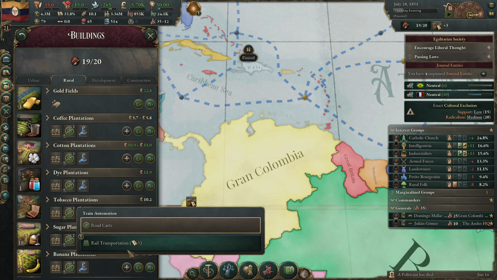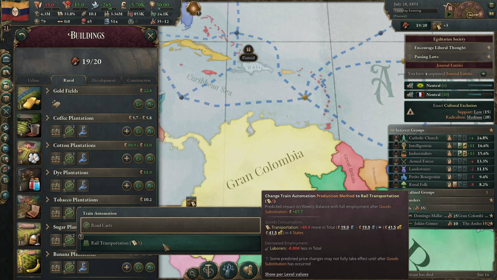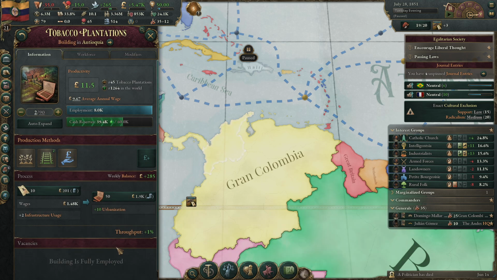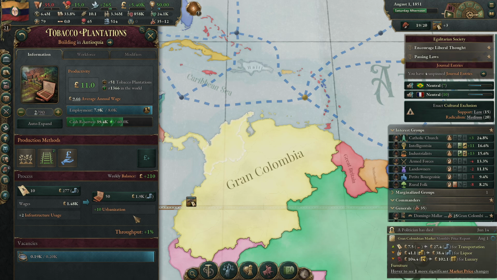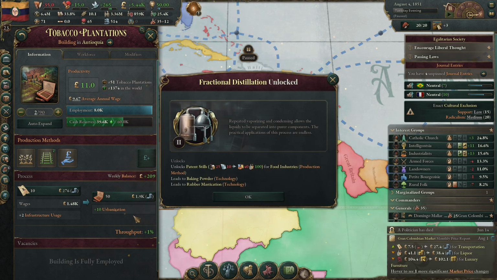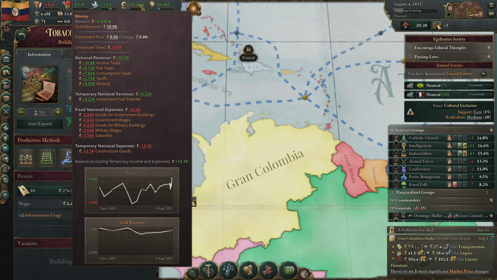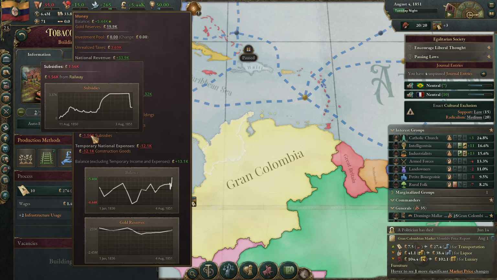It's gonna make us so much more money. And if I do this one then? Or is that too much? No, that's okay. Now the subsidies are gone, I think, from my railroads. We have better things for our food industries. Subsidies are now 1.5.